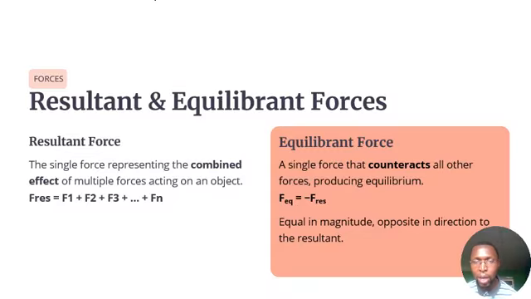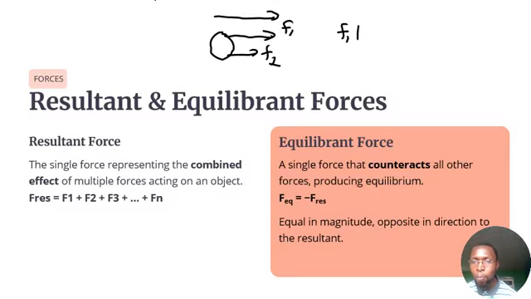Imagine this object, okay, being acted upon by two forces. Let's say force F1 and force F2, right? Now, this force F1 and force F2, they're acting in the same direction. What will happen to the object? The object will move in their direction, is it not? Okay. Now, the total force will be F1 plus F2. This total force is what we call the resultant force, Fr. So, a resultant force is a single force that represents the combined effect of multiple forces.